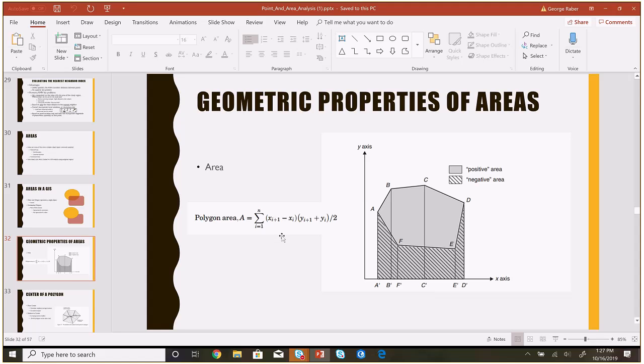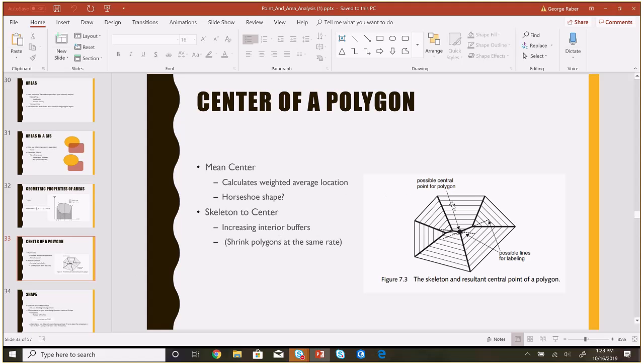We can calculate the area of a polygon. We can calculate the center of a polygon. There actually are a few different ways to calculate the center of a polygon. One of those ways is to calculate the mean center, and it calculates the weighted average location of the entire polygon. Similar to with the points, but mathematically it finds every single location in that polygon and calculates the weighted average location. So if it's a horseshoe shape, the mean center is going to be where?